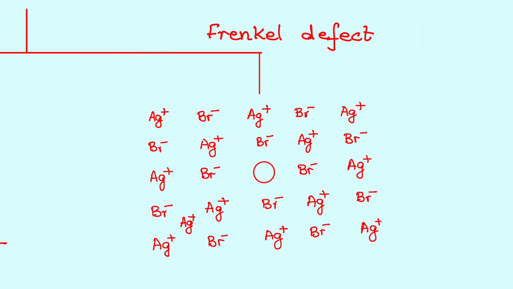Let us now introduce another defect, what we call the Frenkel defect. It's a very, very important one. Again, I'm taking the example of silver bromide. So, does that mean silver bromide has both the defects? How is it possible? How can it have both the defects? We'll discuss that later. You may think about it after I have explained to you what the Frenkel defect is.